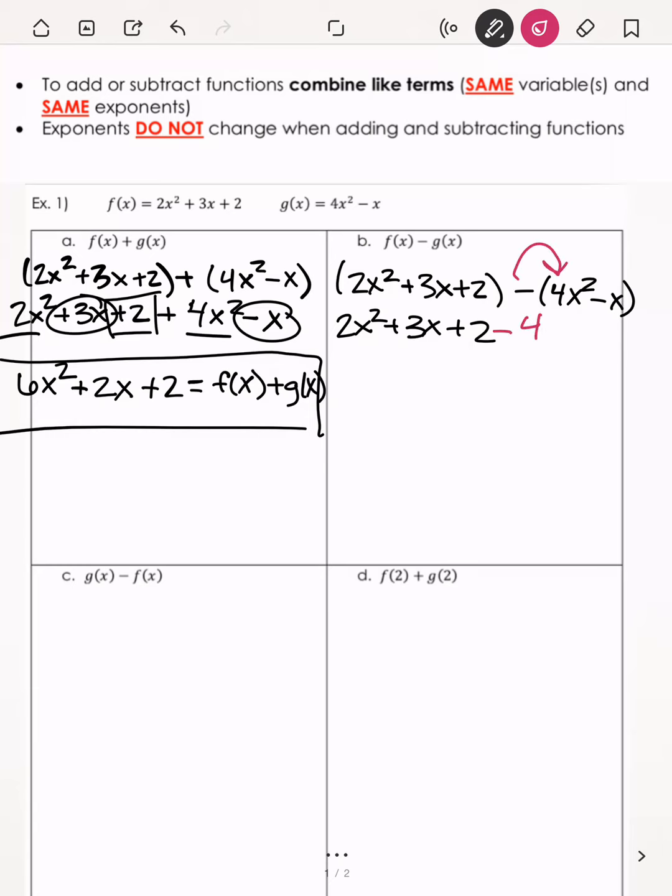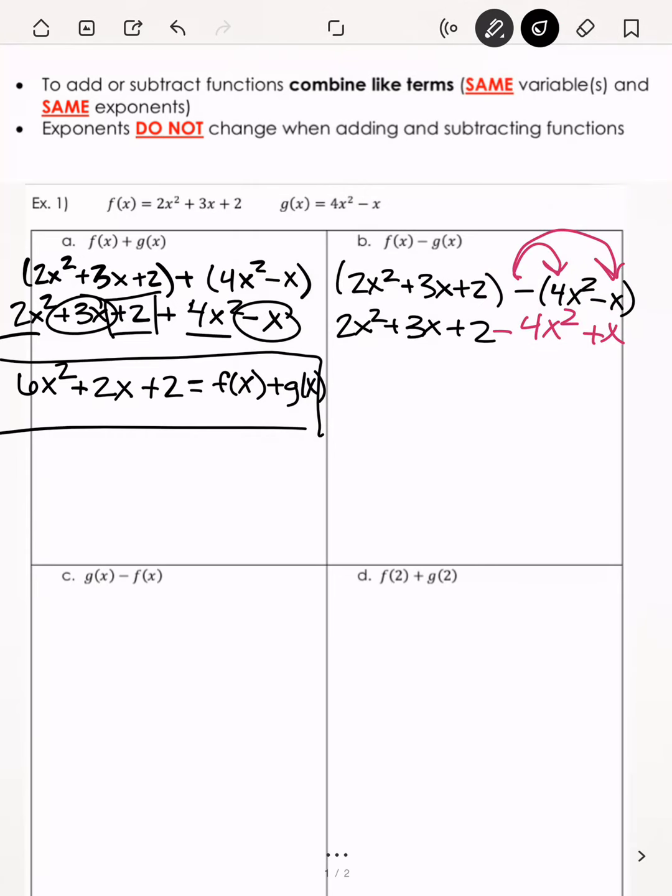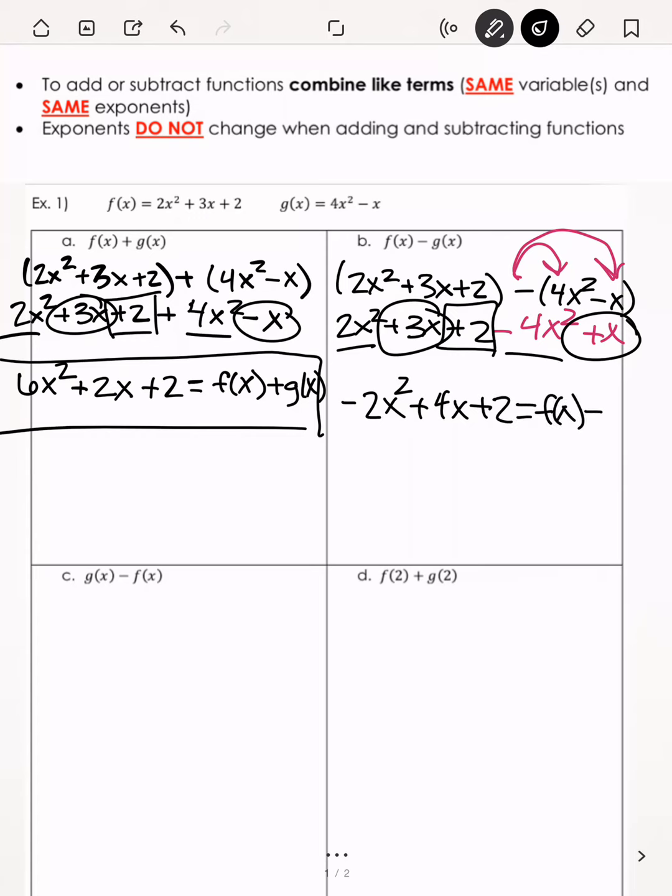So it becomes a negative 4x squared, and then I distributed it to the second term, which is a positive x. From here, now we can just combine our like terms. So 2x squared with a negative 4x squared, that gives me a negative 2x squared. This 3x with a positive x gives me a positive 4x, and this constant 2. So this is an equivalent expression to f of x minus g of x.